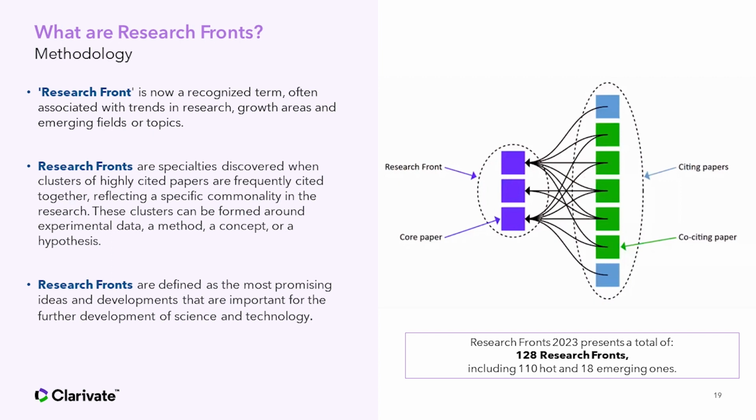So in 2023, we had 128 research fronts that included 110 hot and 18 emerging ones. That's how we represent research fronts: the citing papers, the co-citing papers, the research front. These are the core papers. And we show them in a platform called Essential Science Indicators.